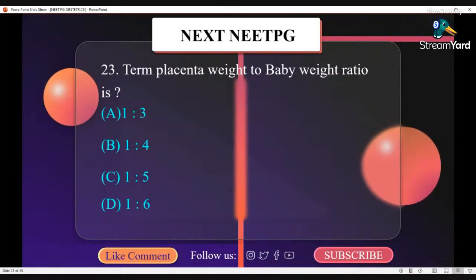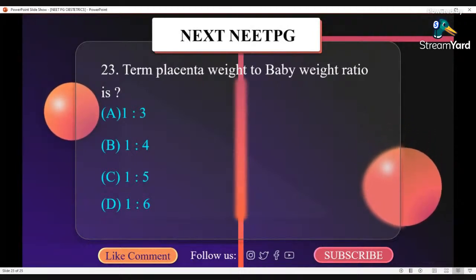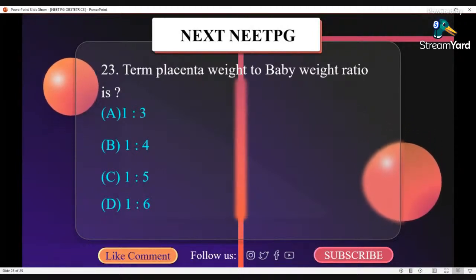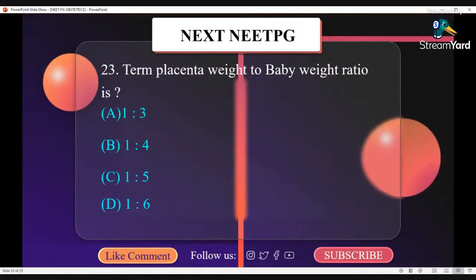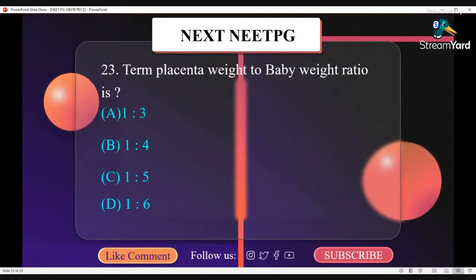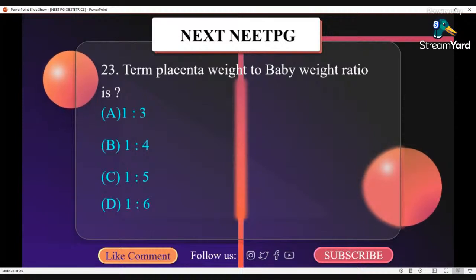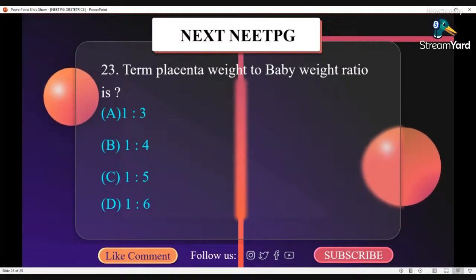Term placenta weight to baby ratio is, we all know, 1 is to 6. A. 1 is to 3, B. 1 is to 4, C. 1 is to 5, D. 1 is to 6. So the correct option here is 1 is to 6.